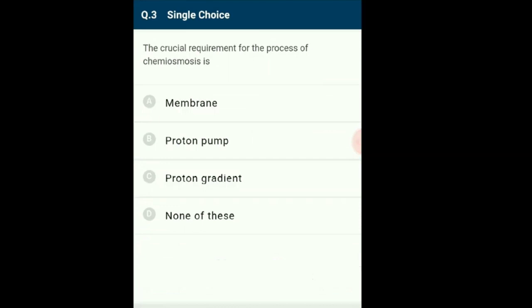Question number 3. The crucial requirement for the process of chemiosmosis is: chemiosmosis requires a membrane, a proton pump, a proton gradient and ATPase. Energy is used to pump protons across the membrane to create a gradient, or a high concentration of protons, within the thylakoid lumen. However, the most essential requirement is the creation of a proton gradient across the membrane. So the answer for this question is option C, proton gradient.